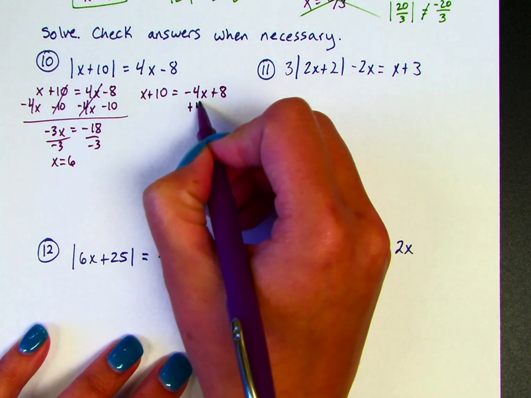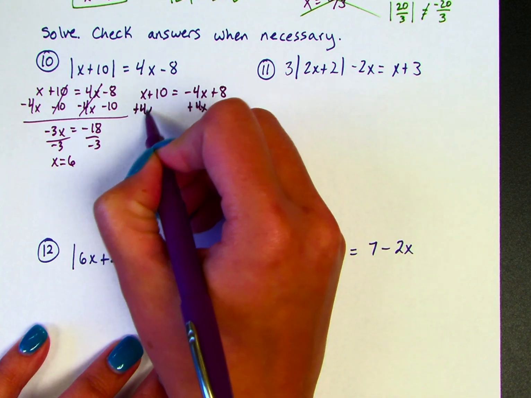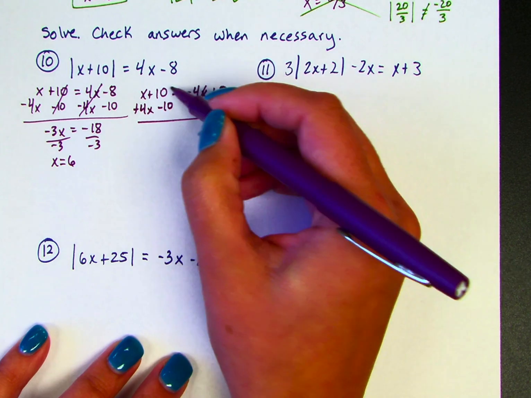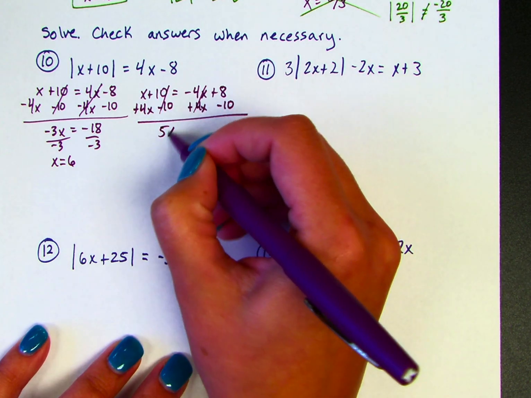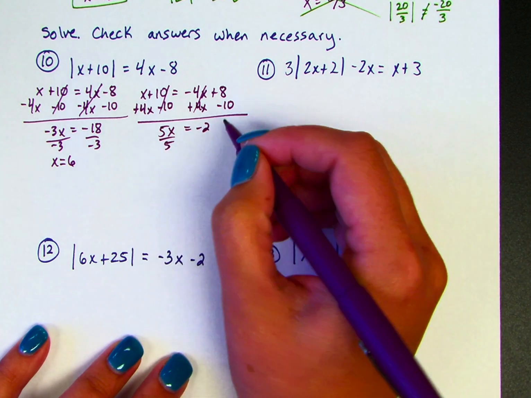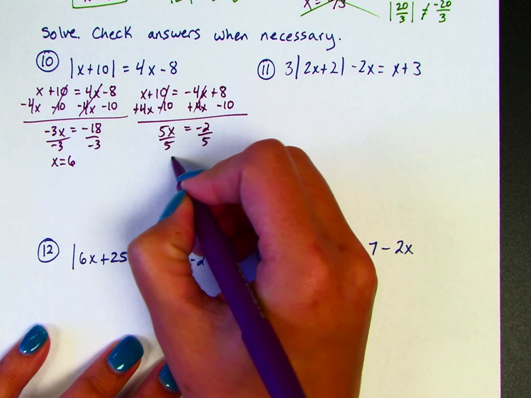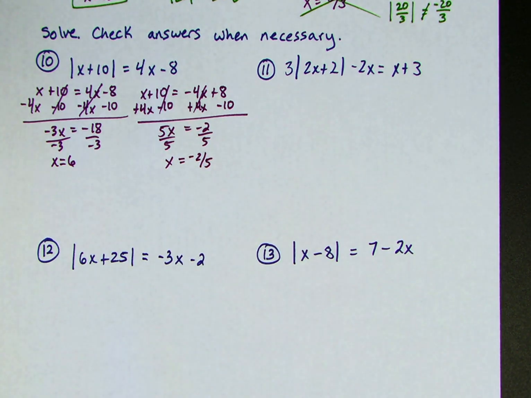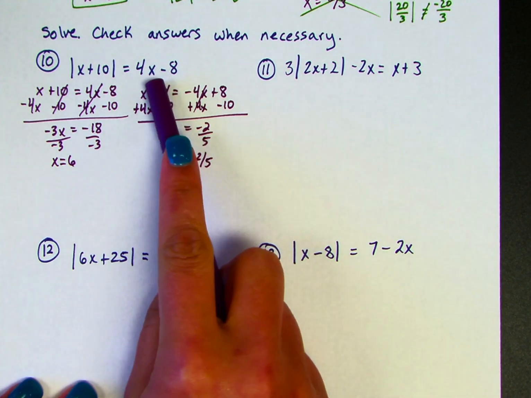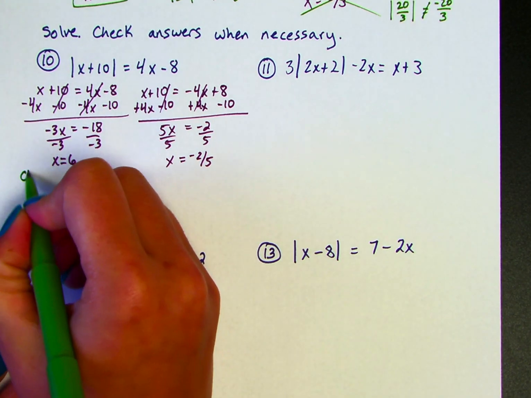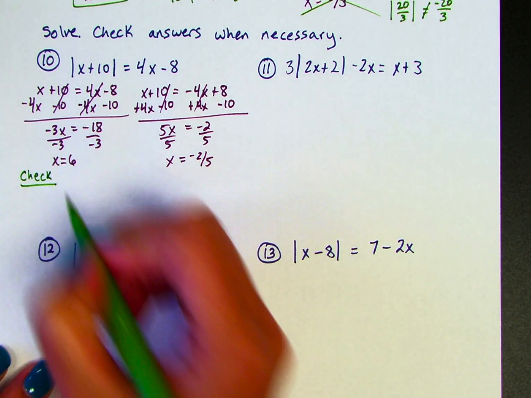Second one, adding 4x and subtracting 10 at the same time. So again, if you guys need to do that in 2 steps, completely fine. So this will be 5x equals negative 2. Divide both sides by 5. So that leaves me with x equals negative 2/5. Okay. Now, because we have that x on the outside, we have to check to make sure both answers work. And we always check both of them to the original problem.